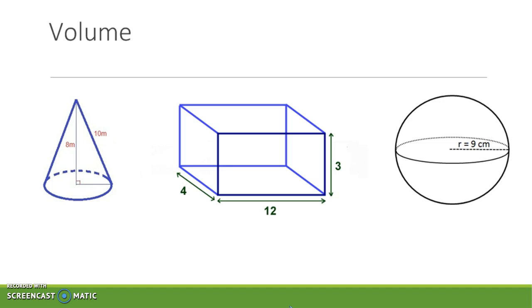And lastly, we looked at volume. So remember, the volume of something, your basic formula for a prism and cylinder is going to be the area of the base, which is that capital B, times the height of your prism. So that's for prism and cylinder.